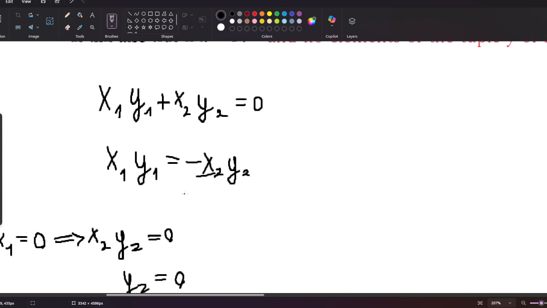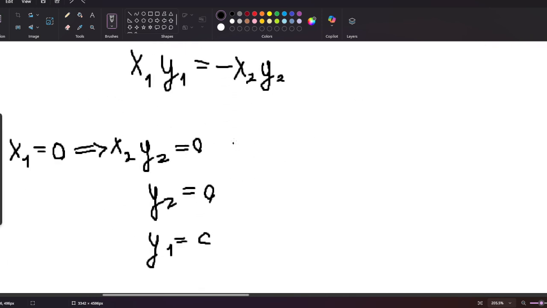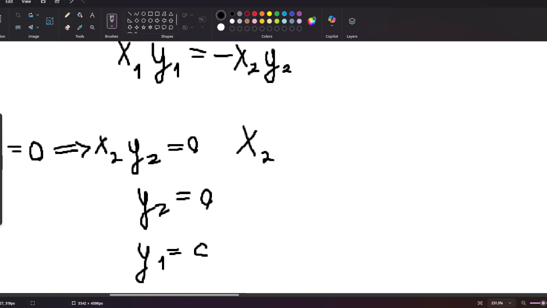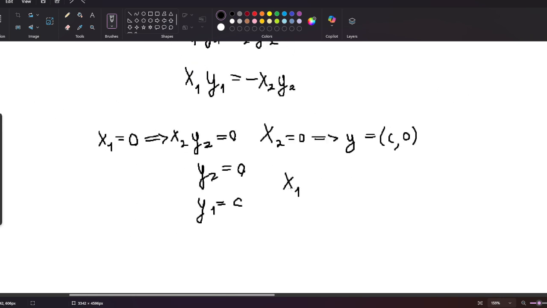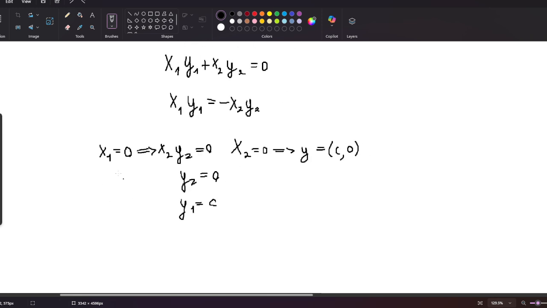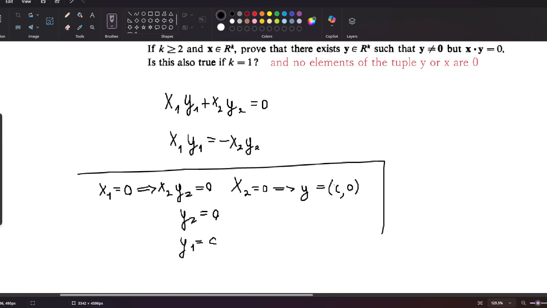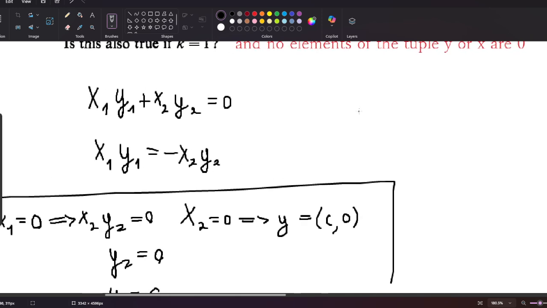For x2, it's analogous. If x2 is equal to 0, then, well, a solution of another form exists. y is equal to (0, c). And well, if x1 and x2 are equal to 0, then any y would suffice, so I'm not even gonna review it anyhow. So now that we have this sorted out, we can suppose that neither x1 nor x2 is equal to 0.